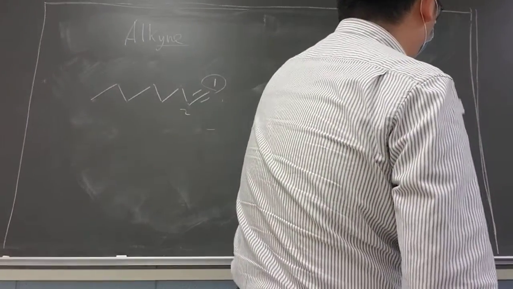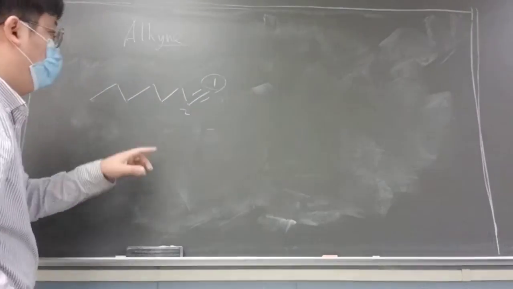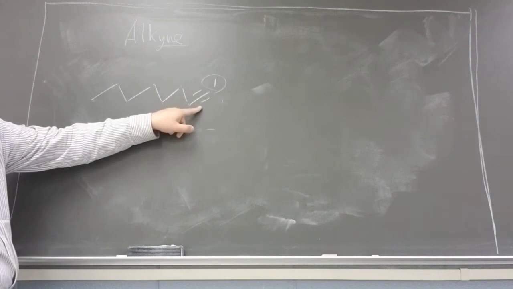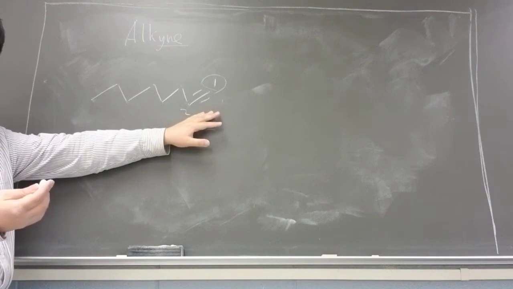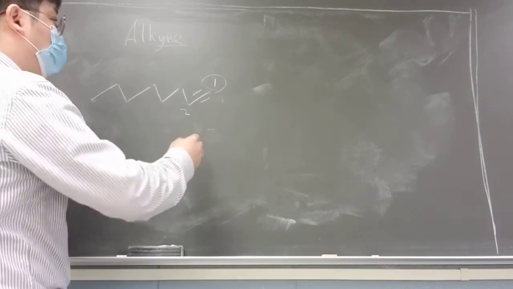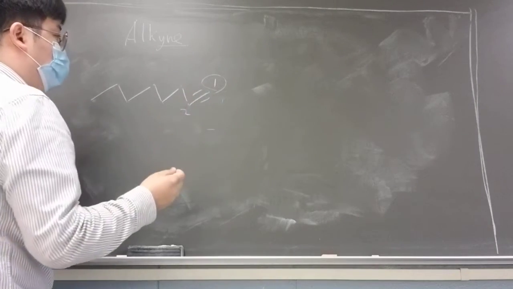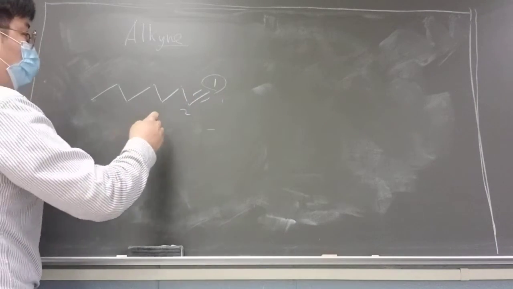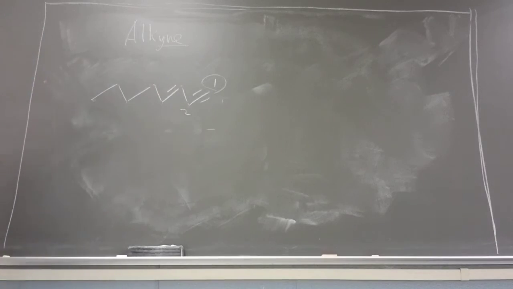So this is pretty much the same. We count the carbon from the end nearest the triple bond, because this is the more important part of your compound. So maybe I'll trick you a little bit more. Maybe I can give you a double bond here, okay?